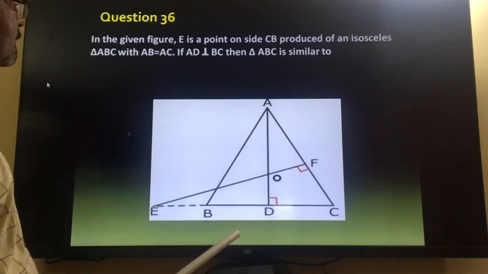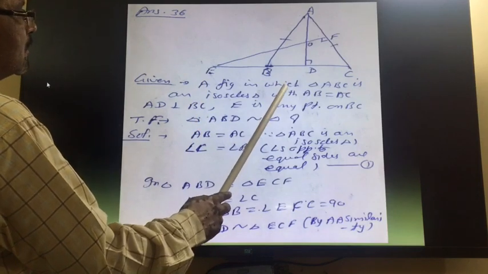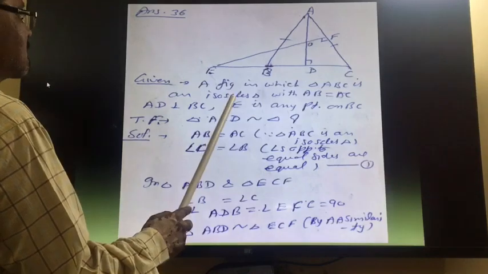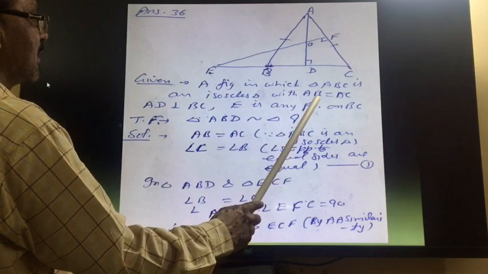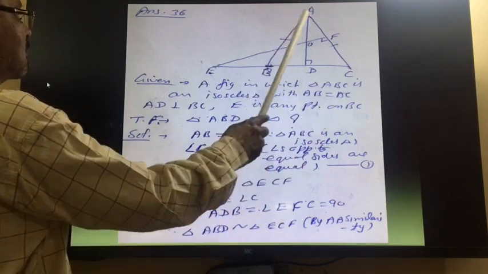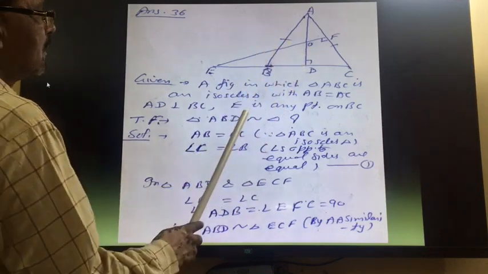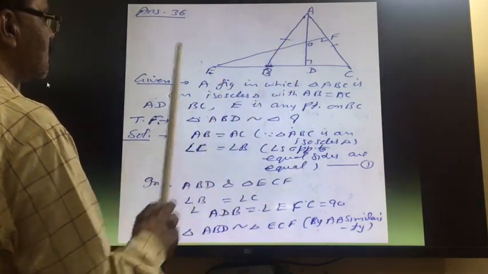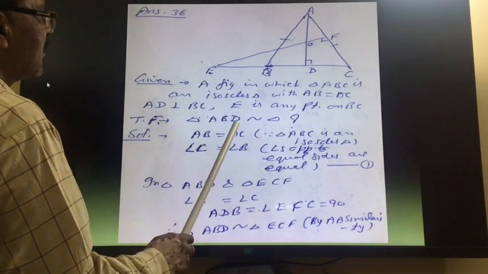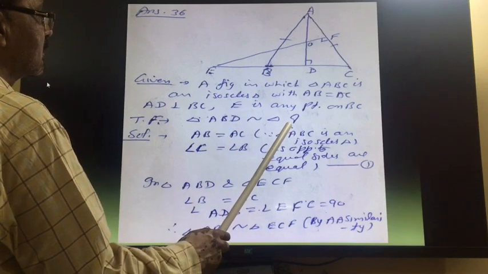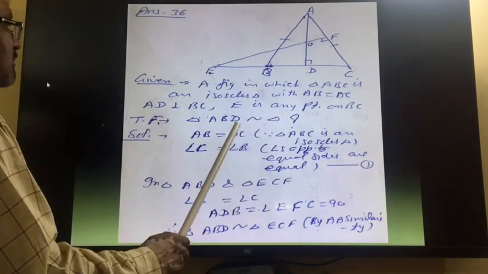So for this, what is given? A figure in which triangle ABC is an isosceles triangle, and in this it is given AB is equal to AC. AB side is equal to AC side, given. And AD is perpendicular to BC. E is any point on BC produced. So we have to find out that triangle ABD is similar to which triangle. This we want to find out.